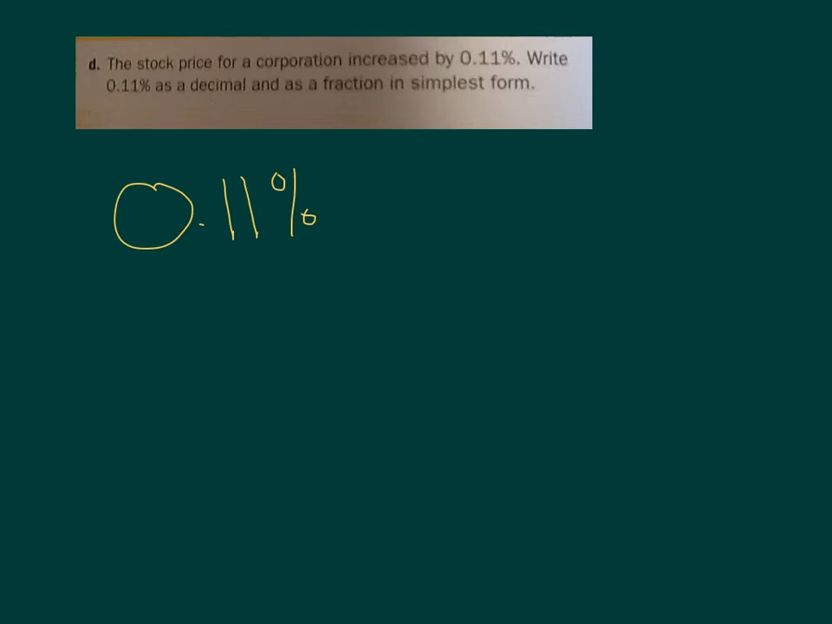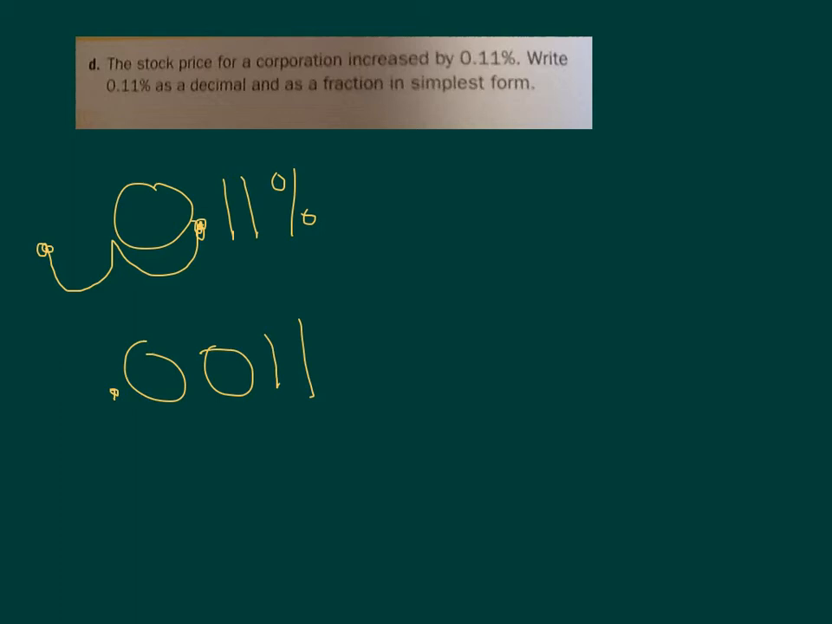Well, when we write it as a decimal, remember, we need to move that decimal point wherever it is, 2 spots to the left. So as a decimal, it would be 0.0011. I then need to write that as a fraction in simplest form.